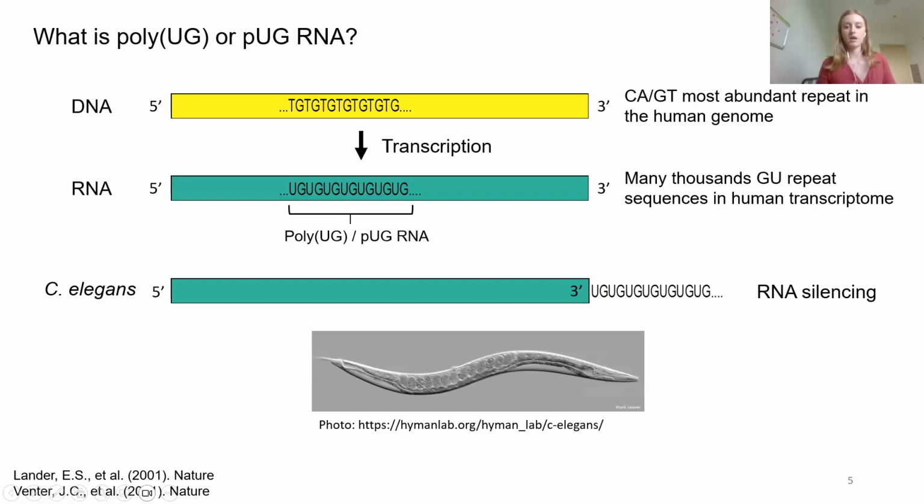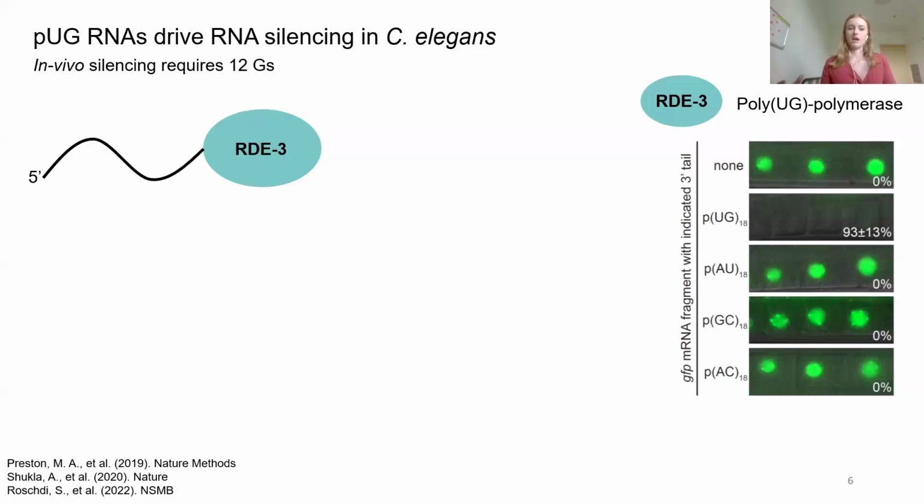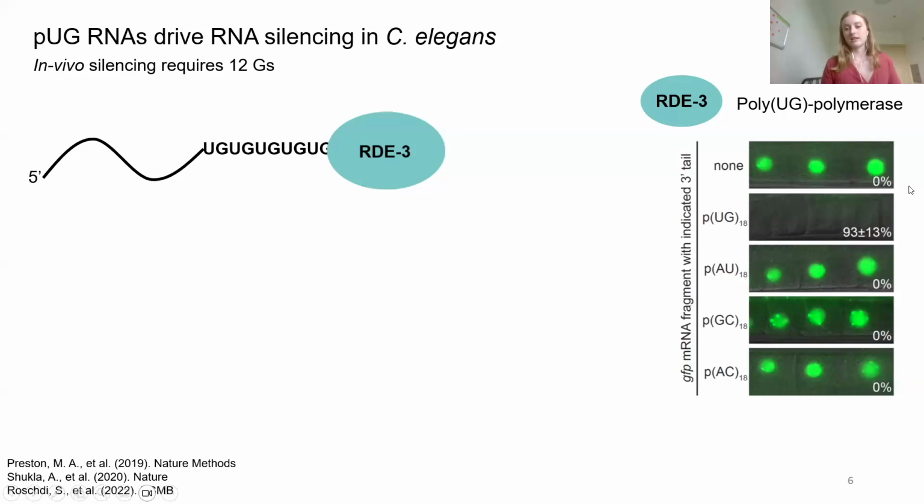elegans biology. And so how this was originally discovered, how it came about to us, was in the discovery of this protein RDE3 by our collaborators here at UW, Marv Wickens and his lab. And RDE3 is a poly-UG polymerase, which means that it adds specifically perfect UG or GU repeats as tails onto these mRNAs. And what our other collaborators at Scott Kennedy's lab at Harvard were able to show is that these pugtails confer silencing activity to these mRNAs.